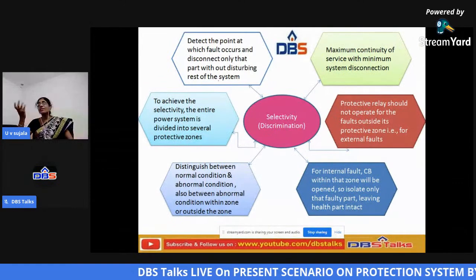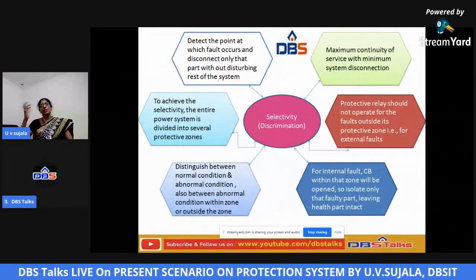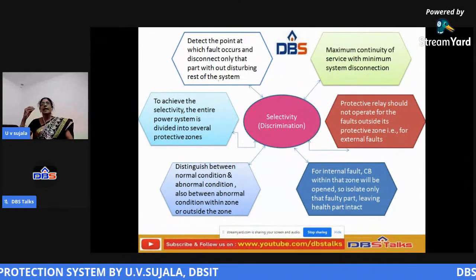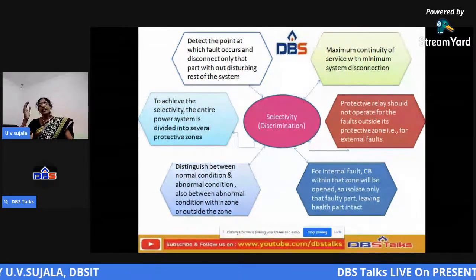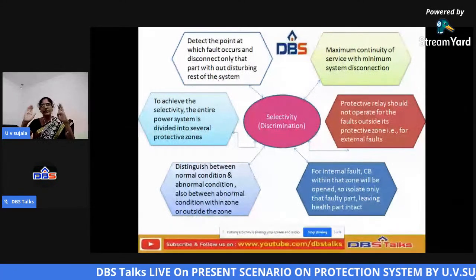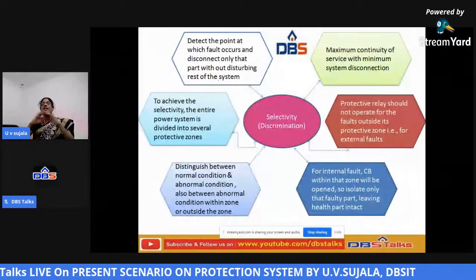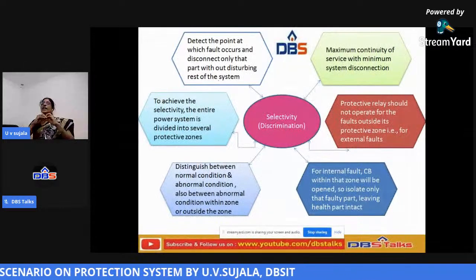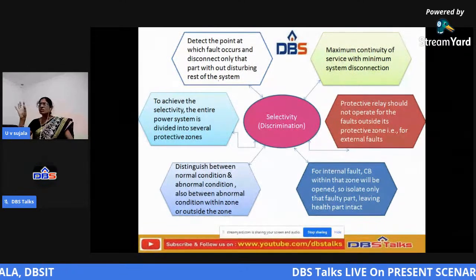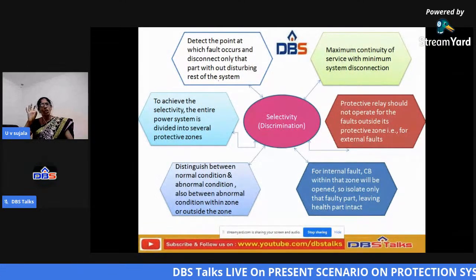There are different protective gears to select the system, and you have to consider normal and abnormal conditions. If an internal fault occurs, we have to open and isolate only that fault, leaving the remaining part. For external faults, outside the zone, it should not operate.